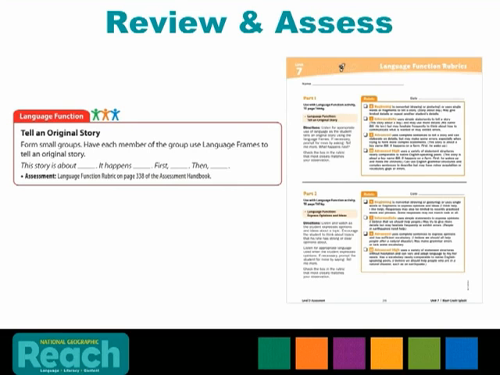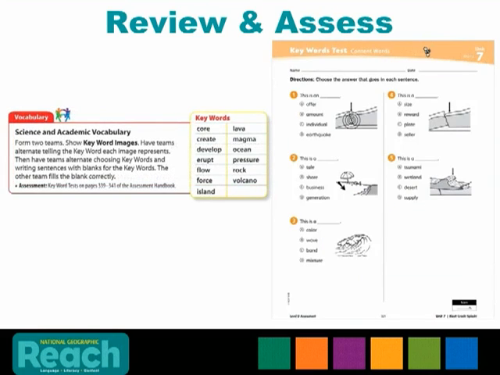The first area you will test students on is the language function. You can use these rubrics with the language function activity in order to assess students' understanding. The second area you will assess students on is vocabulary. The keywords test will check students' understanding of all keywords covered in this part, both content and academic.